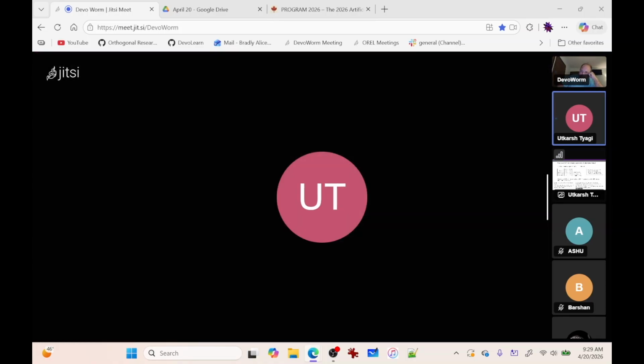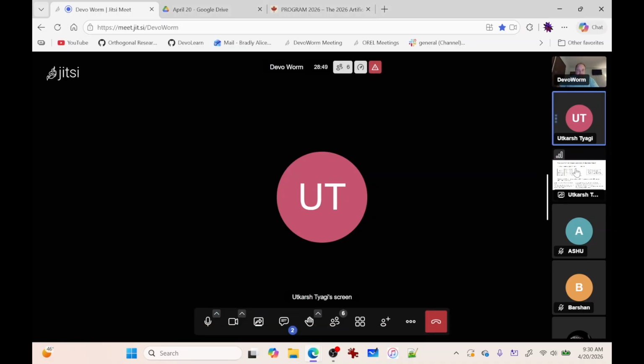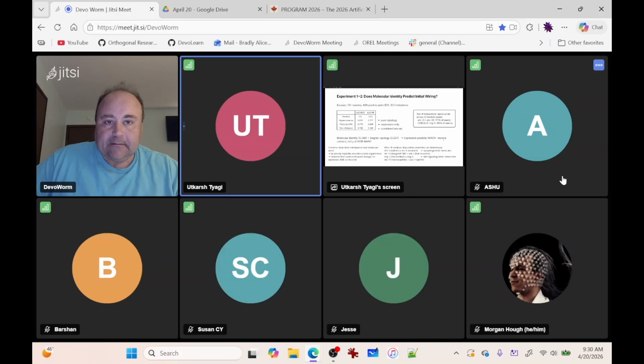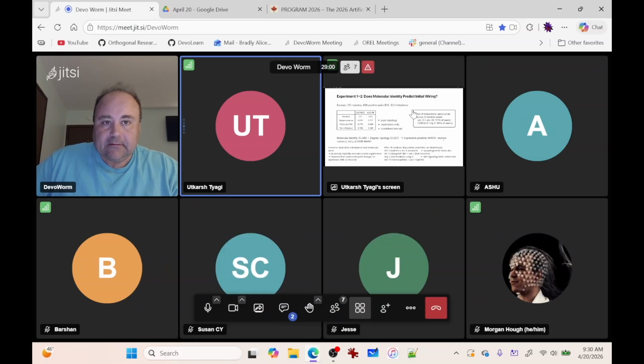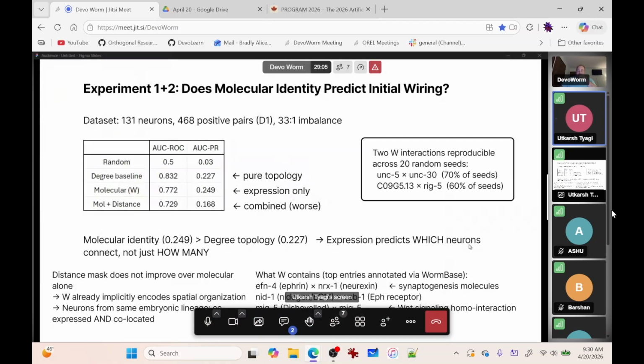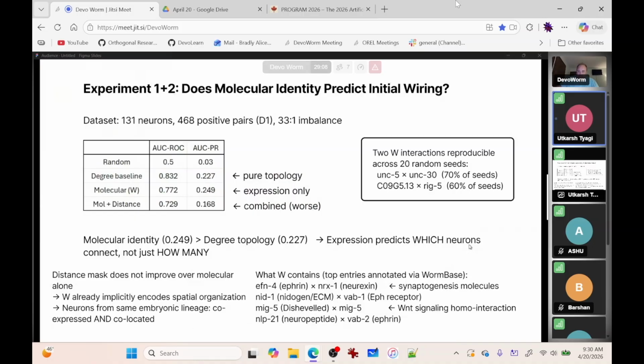I used the Packer data for that, trying to see what the W would actually represent. The top entries included EFN4, which is an ephrin family guidance molecule, paired with NRX1, which is neurexin, a core synaptic adhesion molecule, and NID1 paired with VAB1, and MIG5 paired with itself. So W could partially recover real biology. Two gene pairs are reproducible across 20 independent training runs with different random seeds: UNC5 and UNC30.